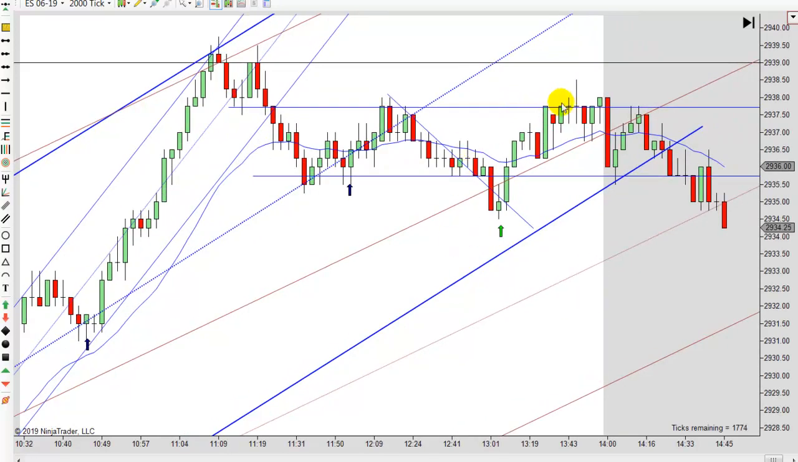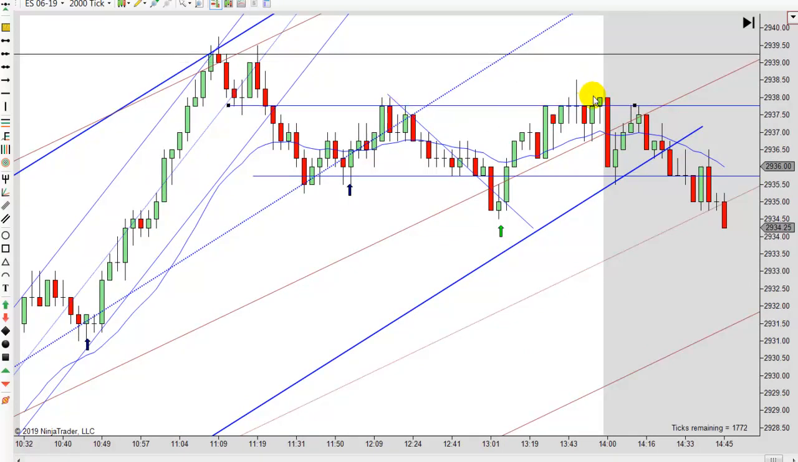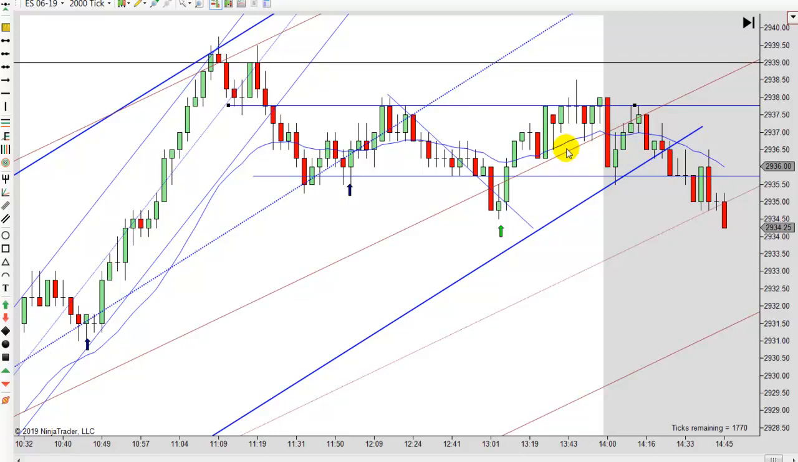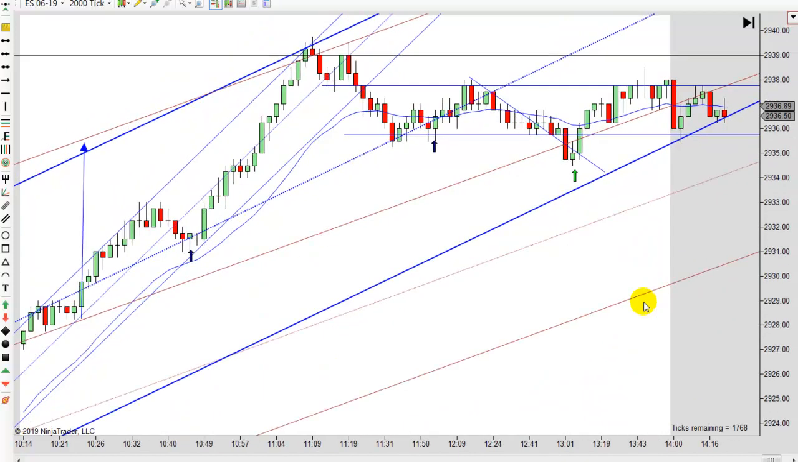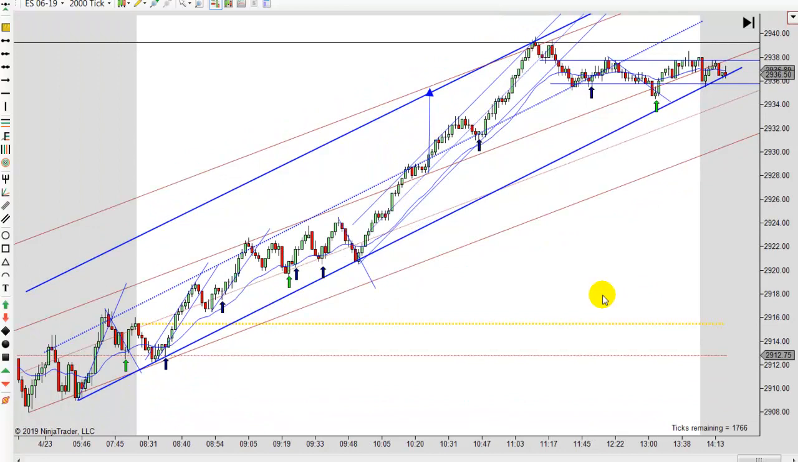So what does it do? It comes back to the highs of this range, and it tries to get through there several times, and that takes us into the 2 o'clock hour. So, pretty good day. You were a little limited here for a while.